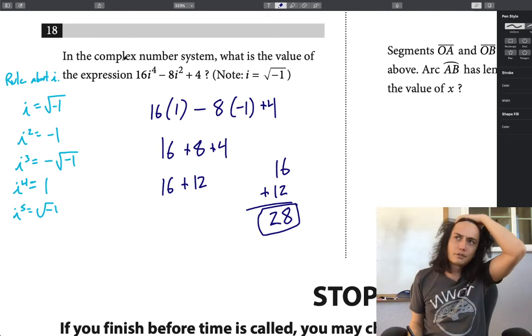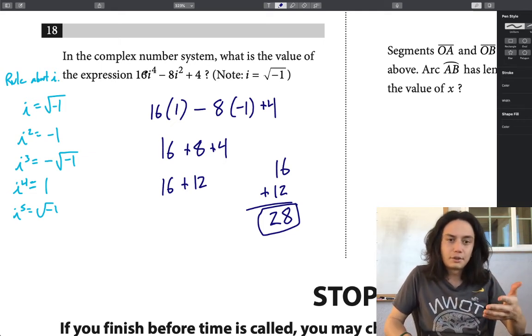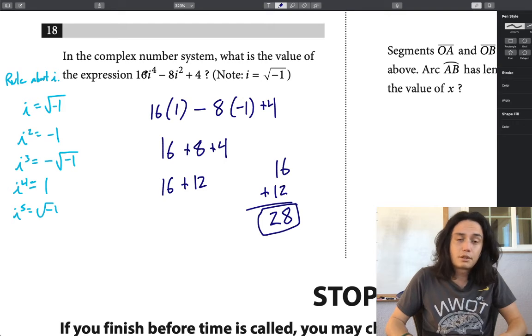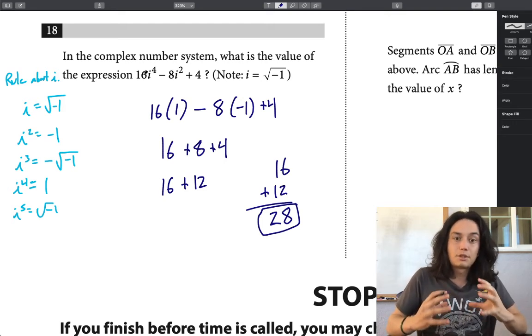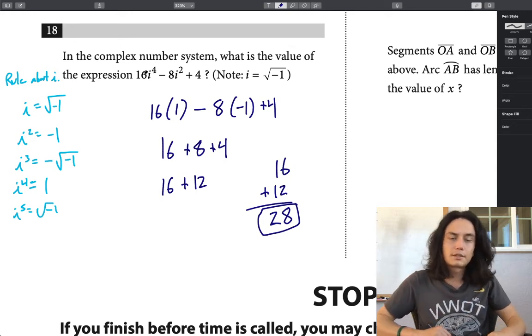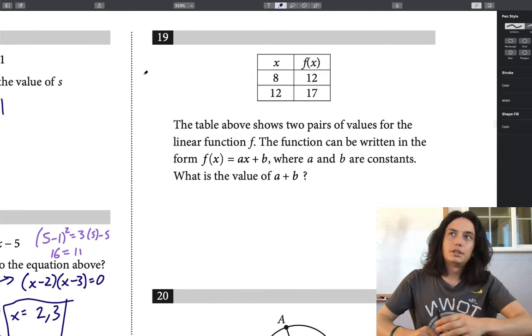So if you find yourself missing a bunch of complex number questions, there's between 1 and 3 every test. If you're losing points there, just drill a ton on Khan Academy, and you'll pick up some stable points from problems like this. All right, penultimate problem. We're almost done.